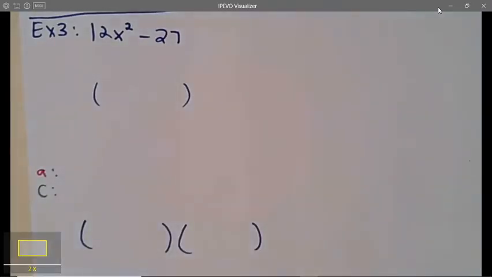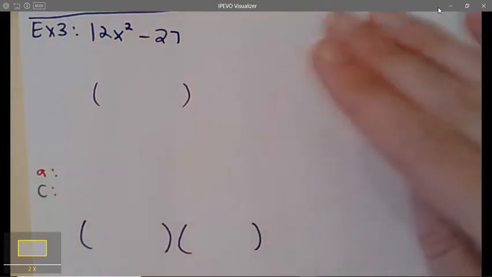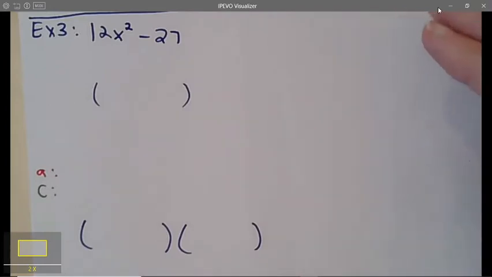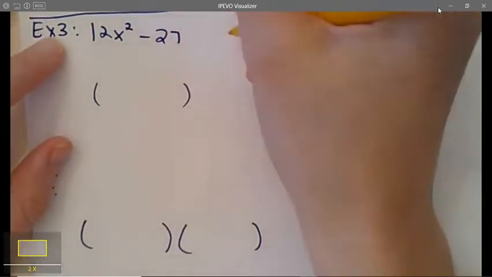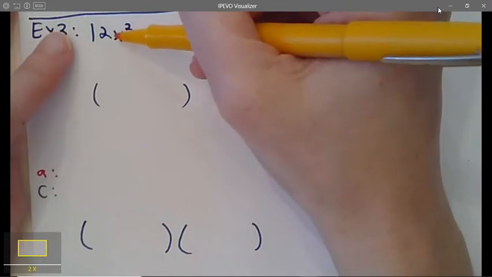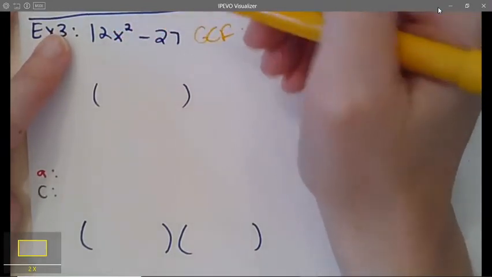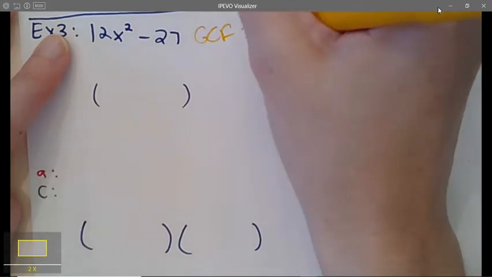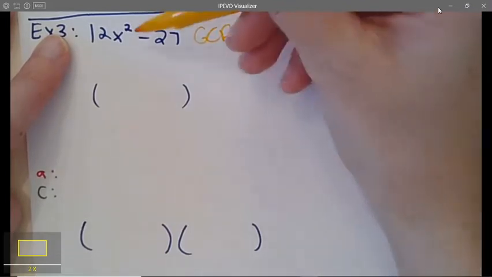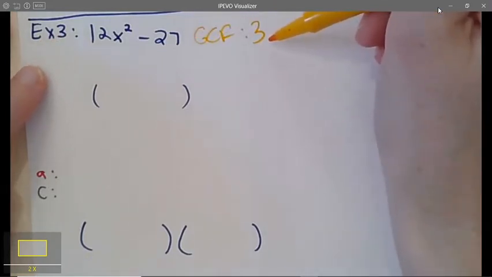Okay, so the first thing you always try before you factor anything else or try any other factoring technique is to factor using your GCF. Do you guys spot a GCF? What is the largest number that will divide into 12 and 27? That would be a 3. And both of my terms do not contain an x, so I cannot include an x in my GCF.